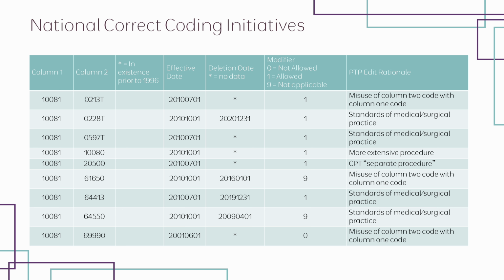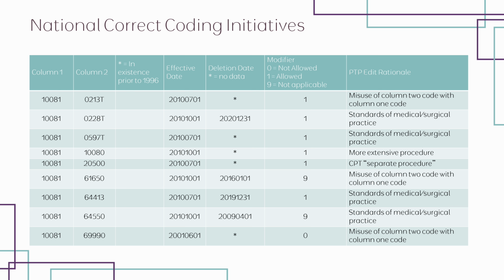In addition to the CCM indicator, the NCCI edit tables also include a column labeled PTP Edit Rationale. This column provides the reason for the edit, which can be very helpful when you are trying to determine whether the codes may be reported together under certain circumstances. One rationale that you may see is that one service is inherently included in the other, meaning both codes should not be billed together, unless there is a distinct separate service that is performed that allows a modifier to be reported.